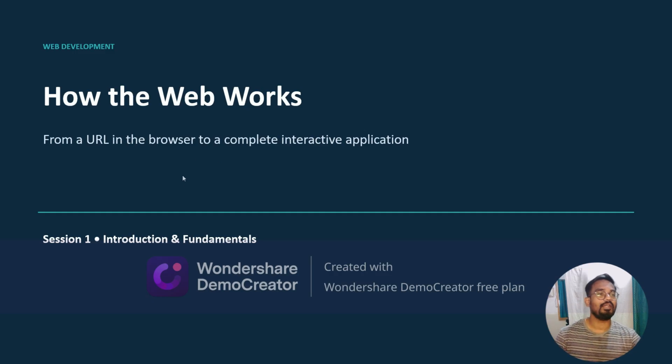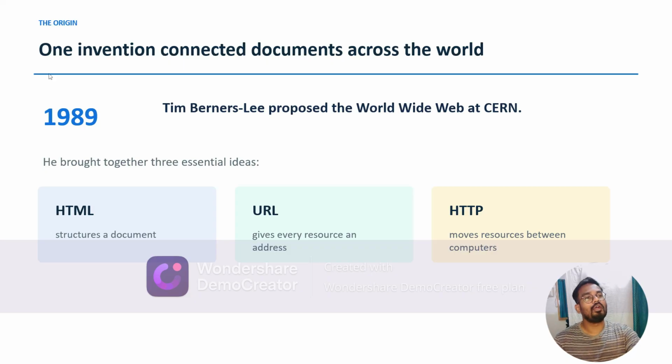So let's start. The World Wide Web came into existence in 1989, so it's almost 27 years ago. Before we go into how websites work, let's quickly understand where the web came from.